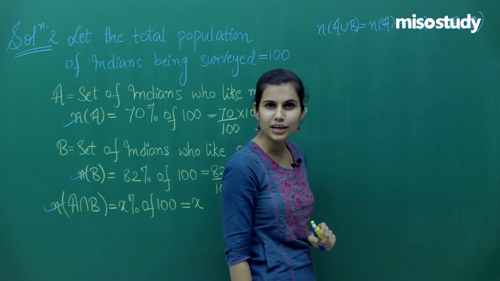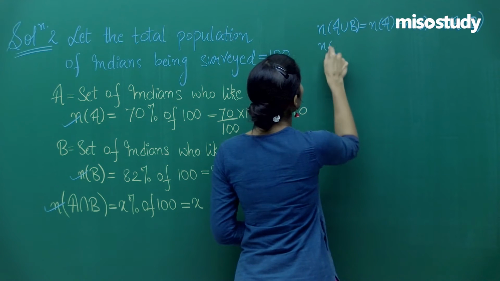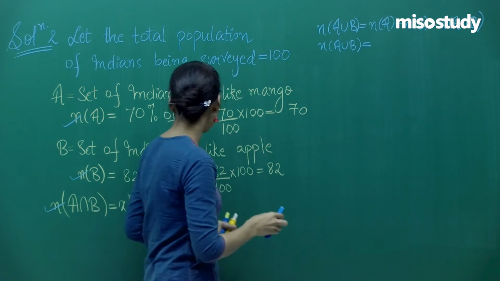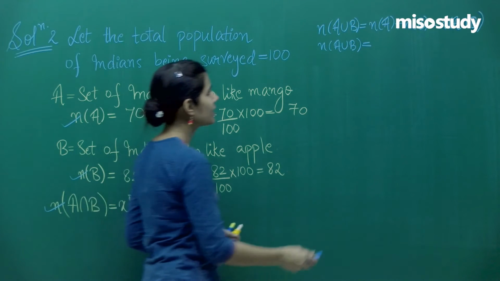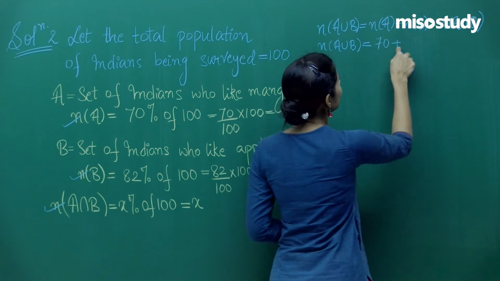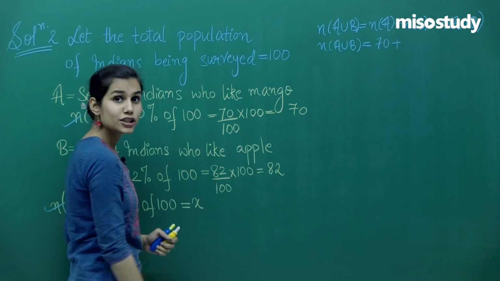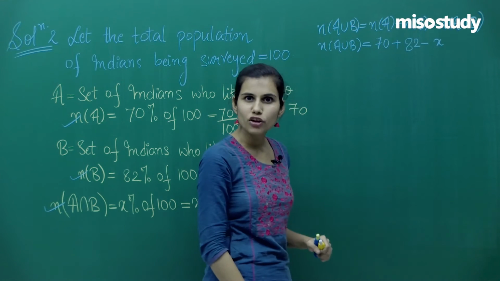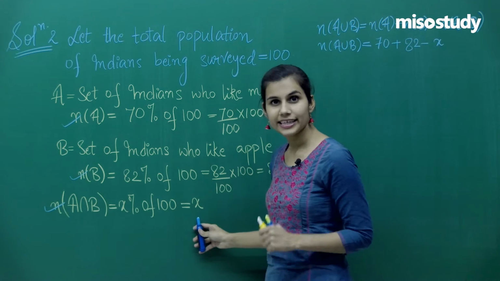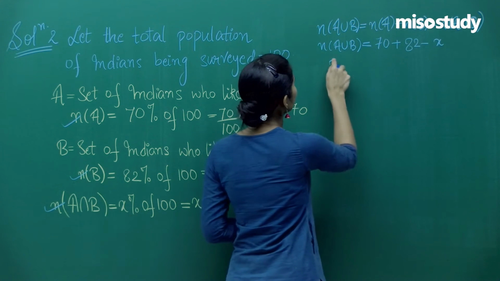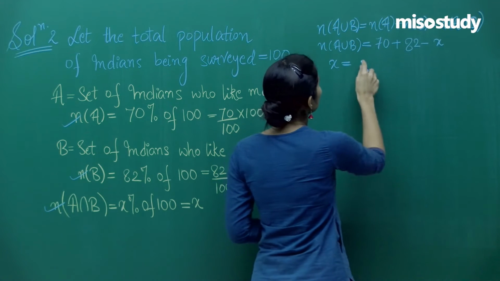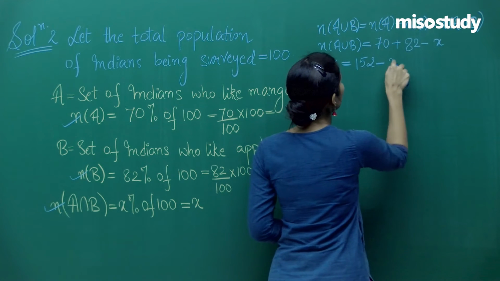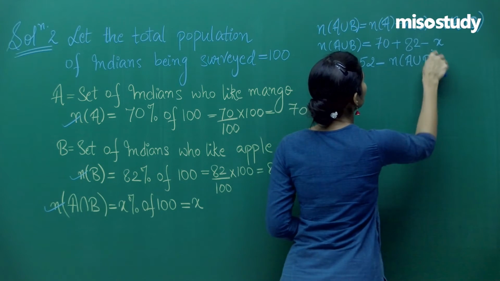This is the formula all of us are aware about. From this you get number of members in A union B is equal to number of members in A, which are 70. So you get 70 plus number of members in B, which is 82, minus X, because number of members in A intersection B is your very X. Now just bring X this side, and you get 70 plus 82 is 152. So you get 152 minus number of members in A union B.